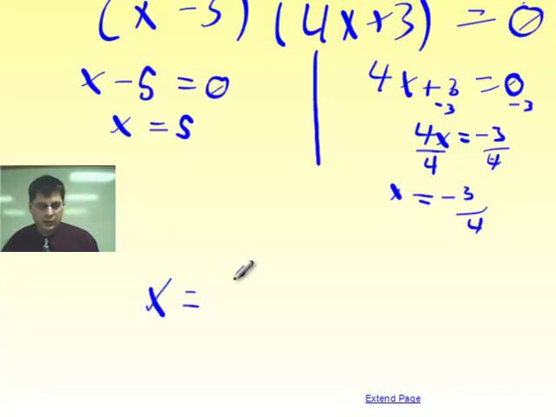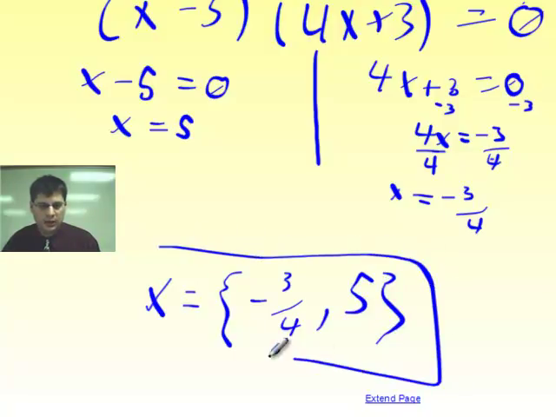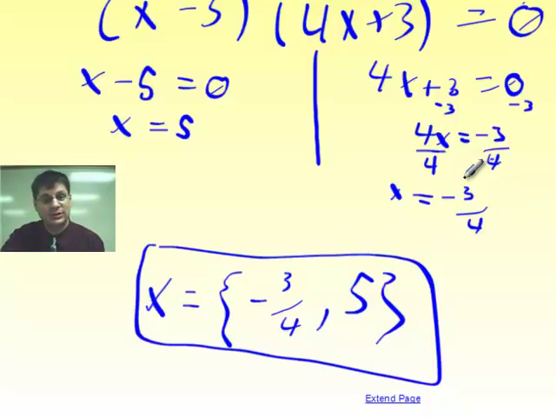So therefore, our solution set, x could be two values. In our set notation, we'll say x is equal to negative 3/4 and 5. And we box that in. So that's how you can factor and solve quadratics when a is not equal to 1. I'll see you on the flip side.